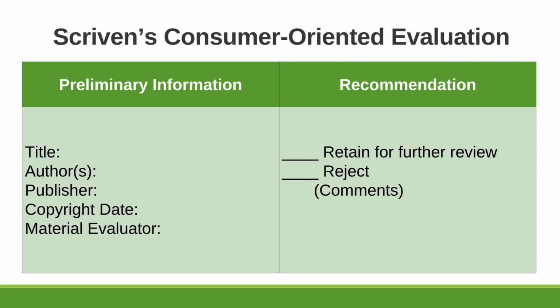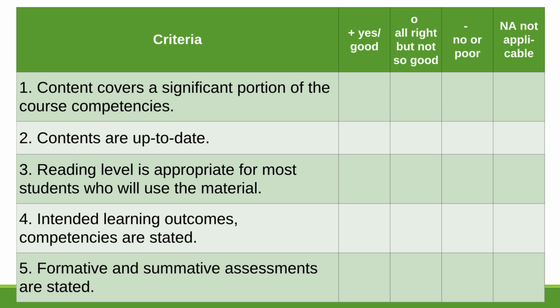Title, name of the instructional material. Authors, who wrote it. Publisher, publishing company. Copyright date, how recent is it? Material evaluator, that's you. This helps identify and record the material being assessed. 2. Criteria for evaluation. Now we evaluate the instructional material based on 16 criteria. I'll go over each one with examples.